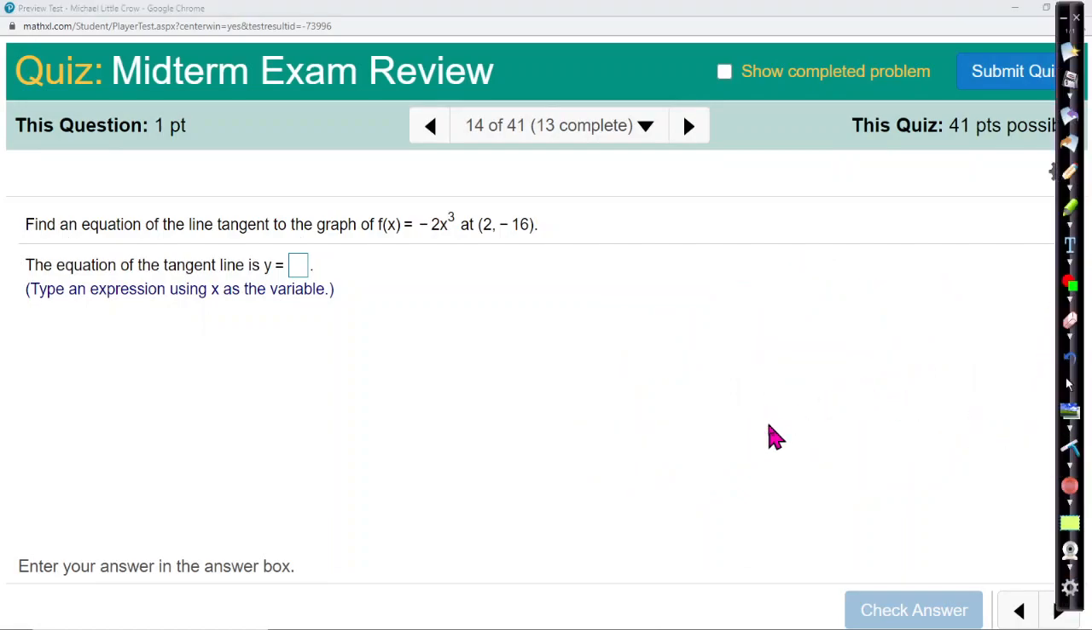Up to 14 already. Let's see how far we get. Find an equation of the tangent line to this graph. Okay.